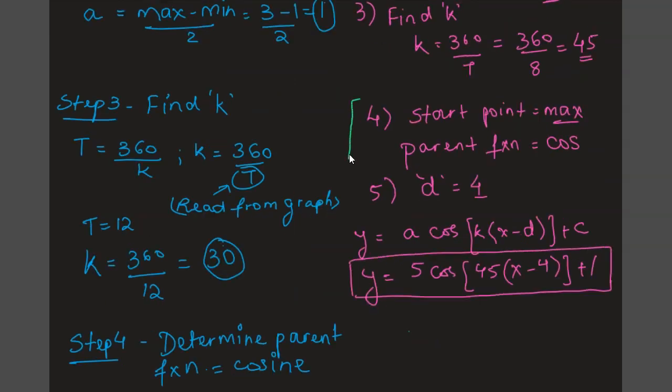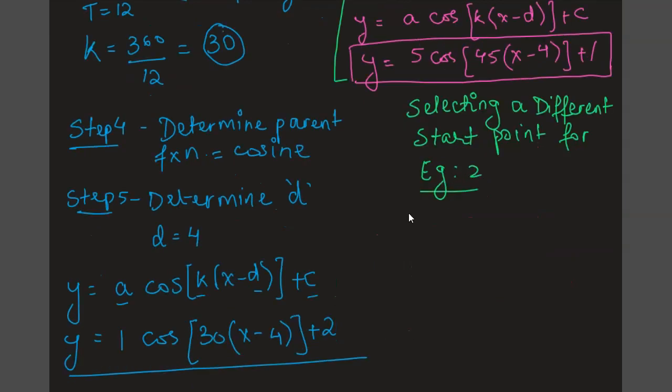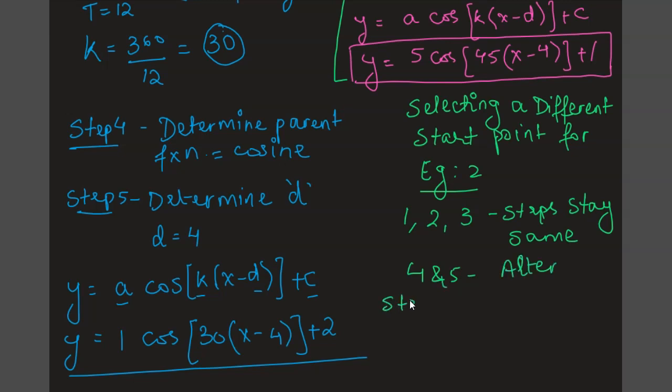Now let's say I want to select a different start point for the same example. Then the first step, second step and third step would stay the same. The fourth and fifth steps would alter. Step number 4 is determine the parent function. We'll go back to the graph and see some other point as the start point.